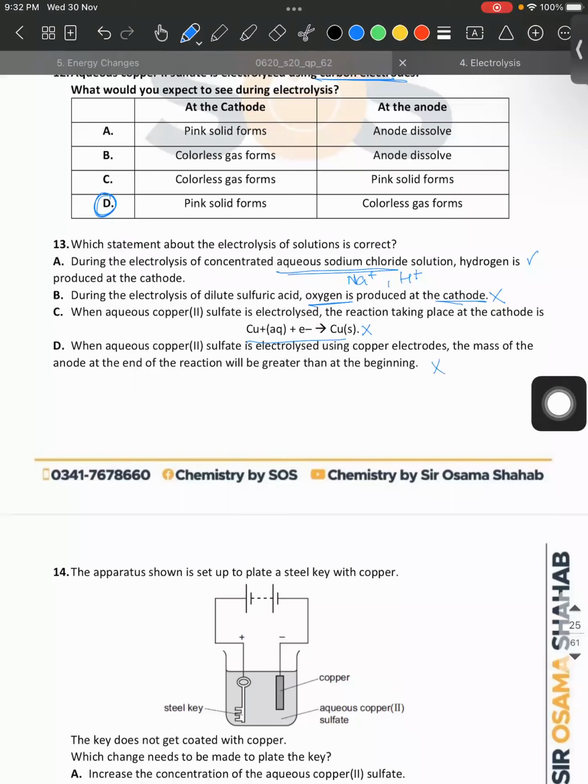No, not at all. We know that if you use copper electrodes, the copper anode will dissolve, so the mass will decrease. So the right answer will be A. Is that right, children? Yes, sir.